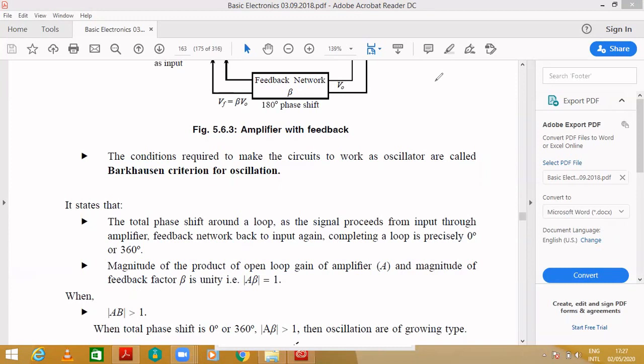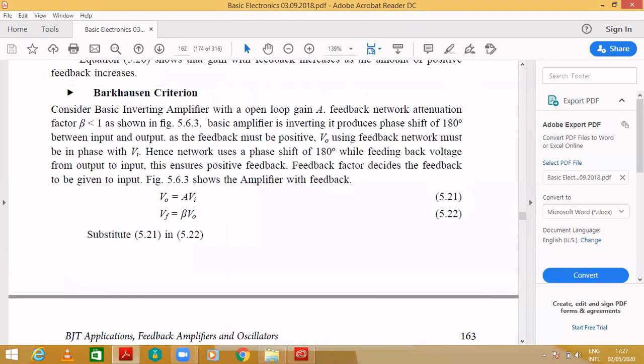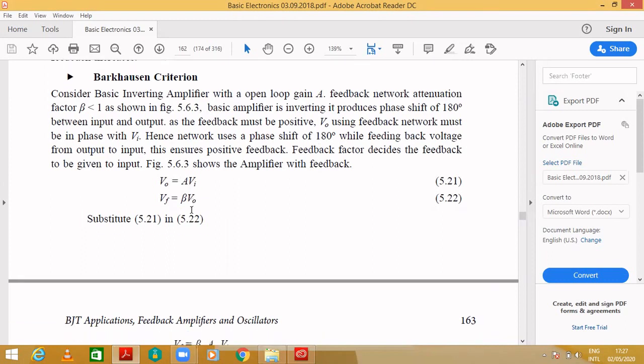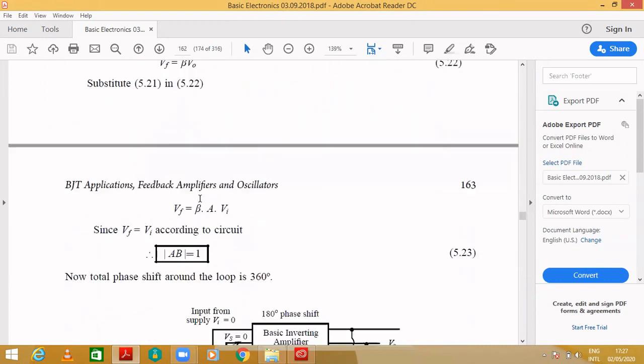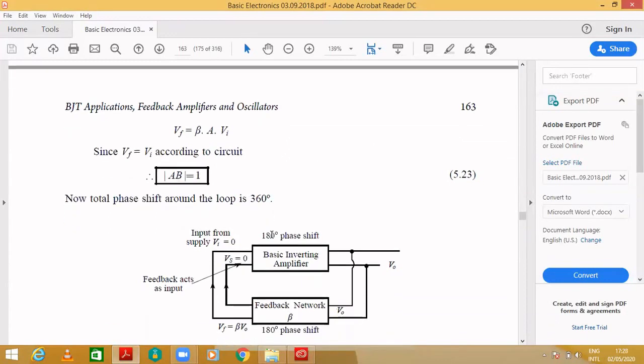Okay, so here let's see the Barkhausen criterion. That is what is given over here. V naught equals A V I, we already know, and with feedback V F equals beta V naught, which I already showed. By substituting this, V F equals beta A V I in place of V naught. So by replacing V F equal to V I, A beta equals 1 and the total phase shift will be 360 degree. Okay.